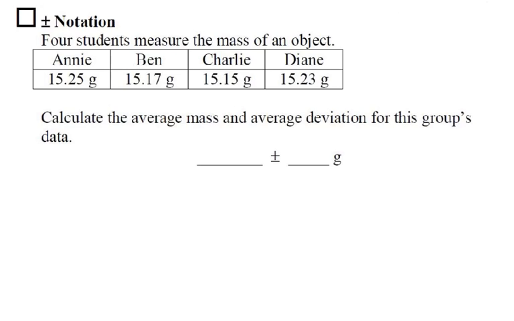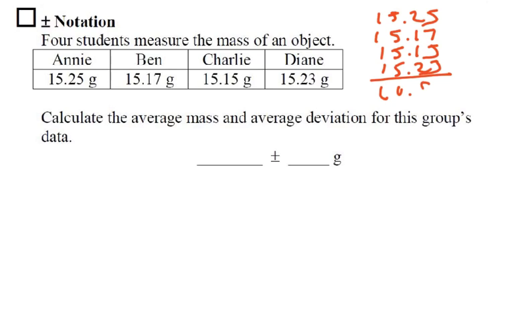I'm going to add these together. And when I add them together, I get 60.80. And to get my average, I need to divide by 4. And I get 15.2. So my average value is 15.2, and that's going to go right here.